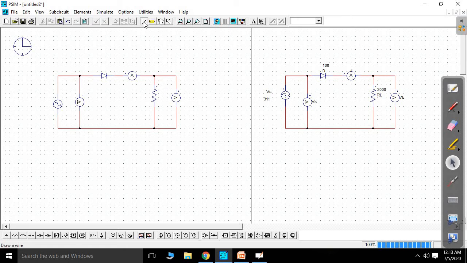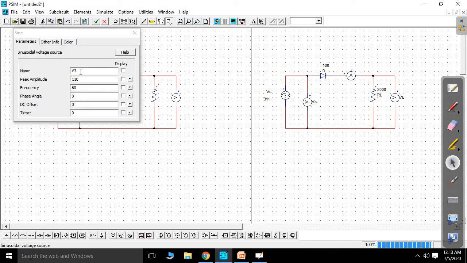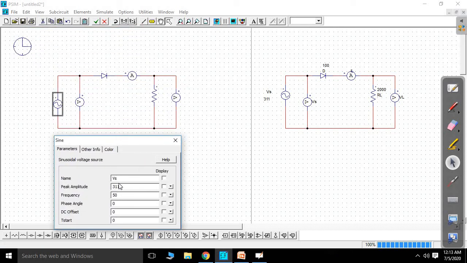Now I have to label this circuit because I don't know the parameters or the specifications of this circuit. So let us start from the supply voltage. Double click on the supply voltage. Here for the name, I want to give Vs as it is a supply voltage. Let us consider the peak amplitude 311 because I want an RMS value around 220 or 230. Let the frequency be 50 Hz. Now I want to display this Vs name and the peak amplitude in the simulation model.